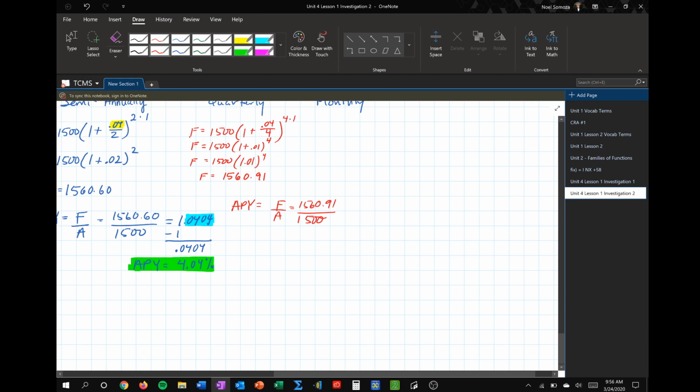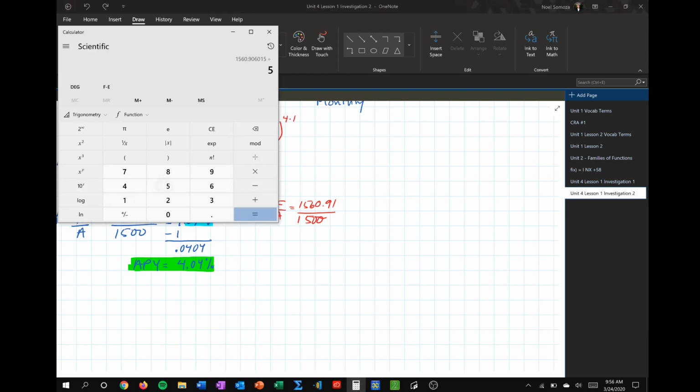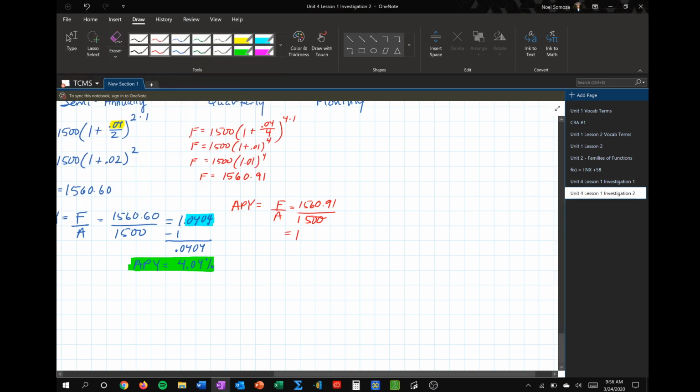And so here, what we get is 1.0406. Okay, so remember that because it's above 1, that means that that's how much it grew. So if you really want to find the true percentage, subtract a 1, so you get 0.0406. And so from there, now you can convert this decimal into a percentage, so you're looking at 4.06% as your APY. That's your annual percentage yield.